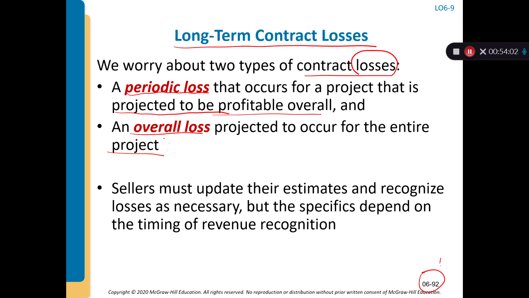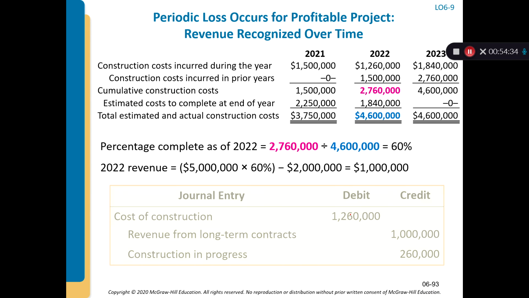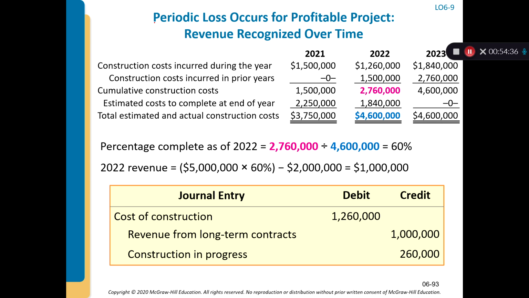Okay, periodic loss means that over the time, in the end you're still profitable, but there will be 1 or 2 periods in which you're losing money. That means you've got to control your cost, cut down your cost to catch up, right? And with either of these options, the seller has to update their estimate and recognize losses as necessary, depending specifically on the timing of revenue recognition. Okay, so let's look at this example. This is a periodic loss example. It occurs for a profitable project, and the revenue recognition is over time.